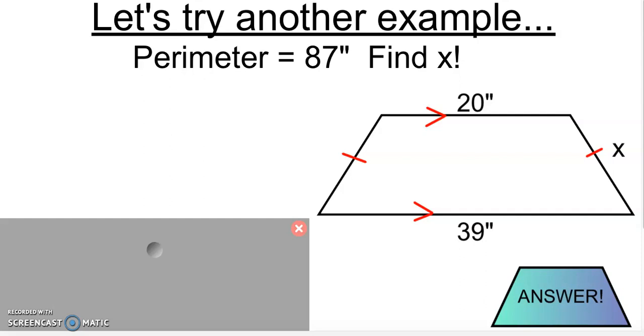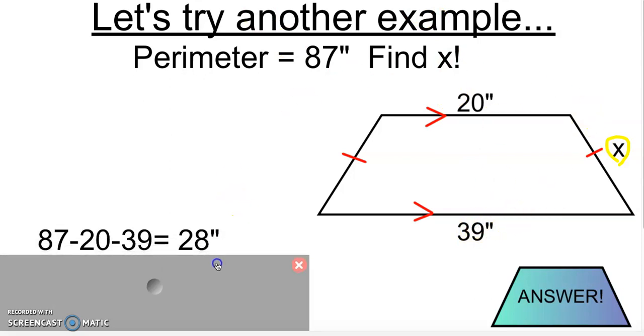All right, so here we want to find x. So what is x right here? And we know the perimeter of this entire figure is 87 inches, and we notice this is an isosceles trapezoid. The bases are parallel, the legs are congruent. So all I need to do is take my total perimeter, which is 87 inches. I'm going to subtract the 20 inches here. I'm going to subtract the 39 inches here. And when I subtract 59 inches from 87 inches, that's going to leave me with 28 inches.